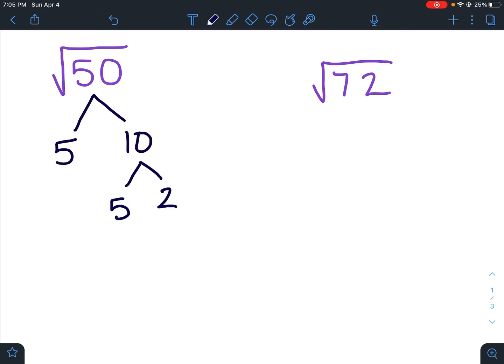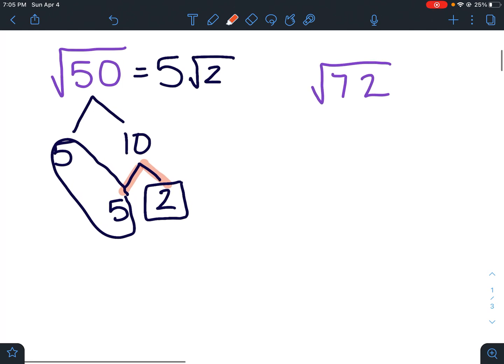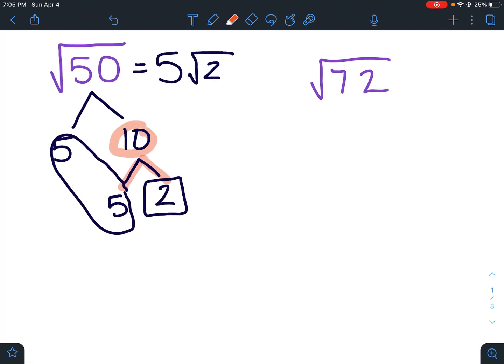Now when we're simplifying radicals, you want the pairs to come out, and anyone who's left inside gets multiplied and stays inside. So for example, here's a pair of 5s. So that's going to go outside. And the 2 is left inside. You're only using things that are at the end of what I call these nodes. So if it ends there, you can use it. For example, I can't use the 10. I broke the 10 down further.